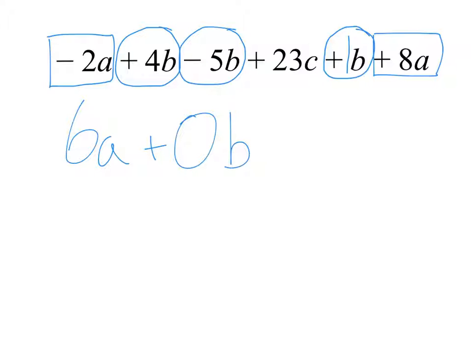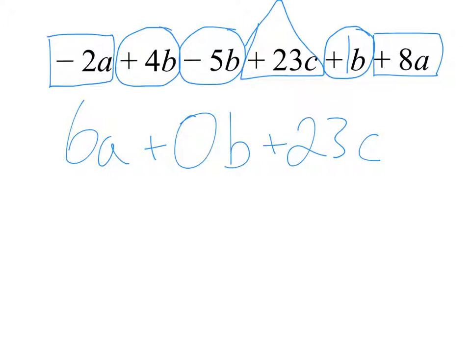And then the very last thing, the only thing that doesn't have a shape around it, is plus 23c. Well, there's no other like terms to combine with that. So we're just going to rewrite it. It's all alone. And now, just like before, we've combined like terms, but here we're not quite done.